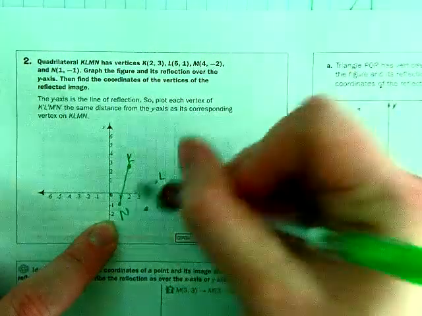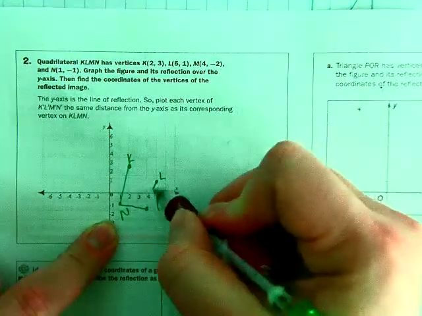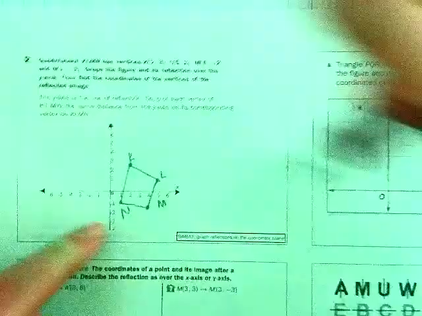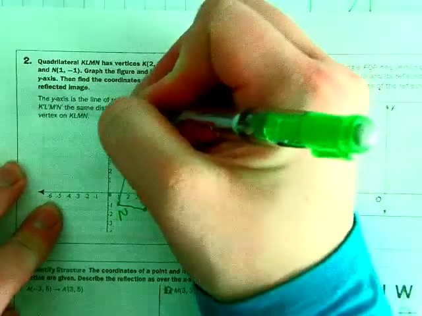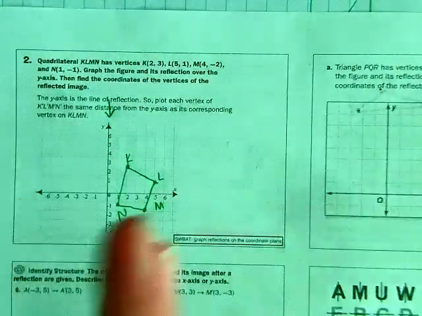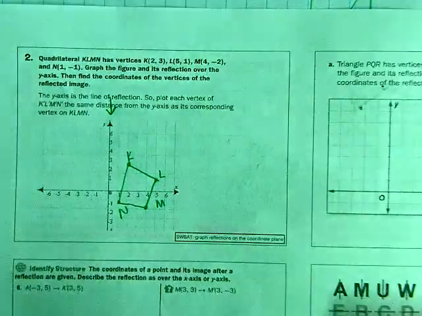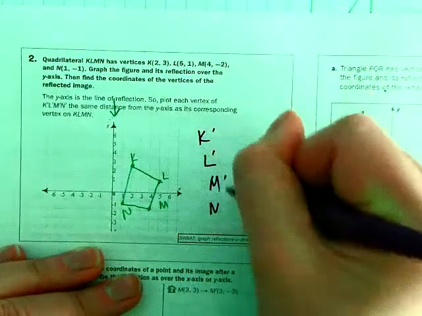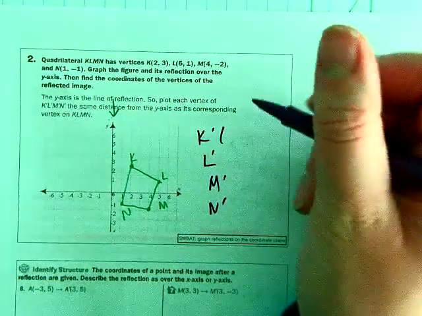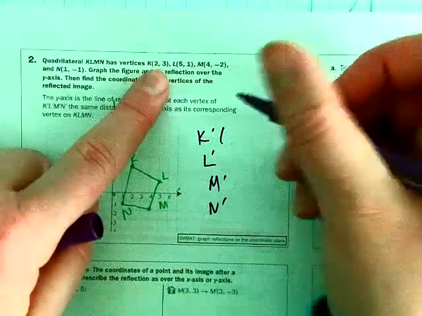So it looks like a quadrilateral, a four-sided shape. It doesn't really look like a rectangle, more like a trapezoid. Graph the figure and its reflection over the y-axis. So this is hot dog style. So KLMN prime, the new image. The y-axis means that the y-coordinates stay the same.